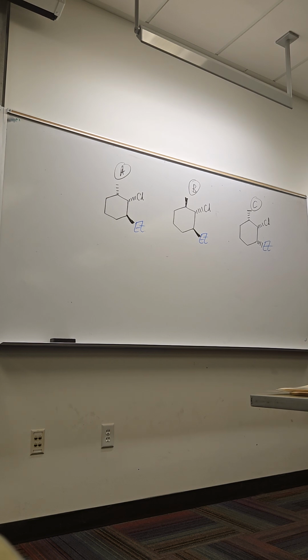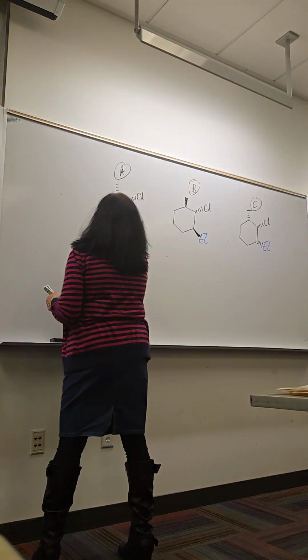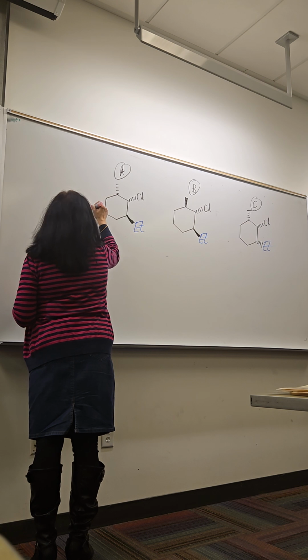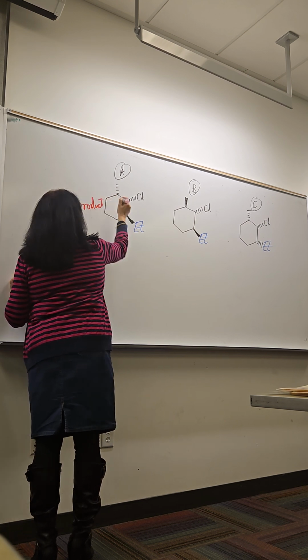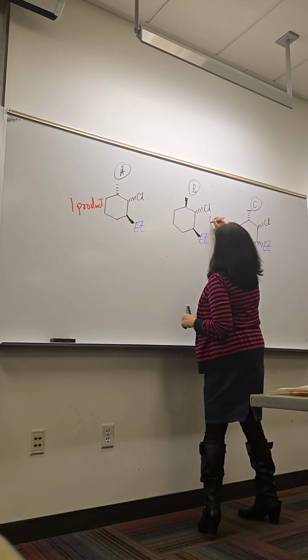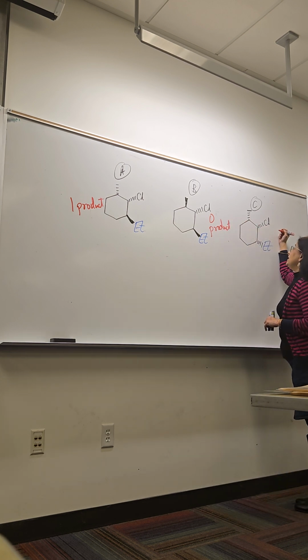But is it a wedge or a dash? Because we started with something. So did it change or not change? Are you guys ready with the answer? C gives us one product. So I heard C gives us one product, is that right? Yes. And B is proper. What about B? 0 products? What about C? 3, 2.